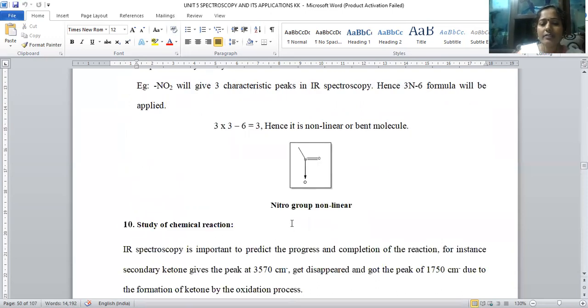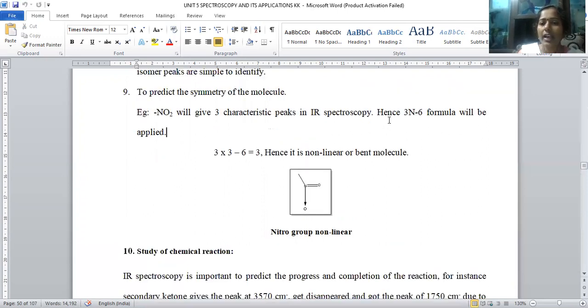So by using this, whether the nitro group is linear or bent can be easily predicted. Now let us see. In order to calculate the number of degrees of freedom, we have two different empirical formulas. For a linear molecule, it will be 3n minus 5. For a non-linear molecule, it will be 3n minus 6. So how can we predict whether the compound is a linear or bent molecule by this formula?